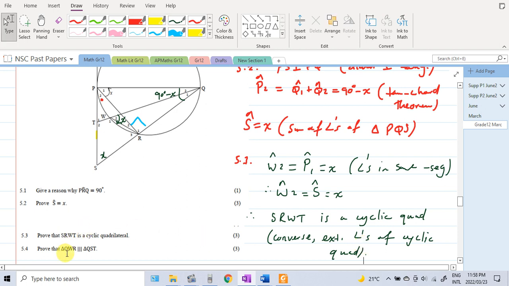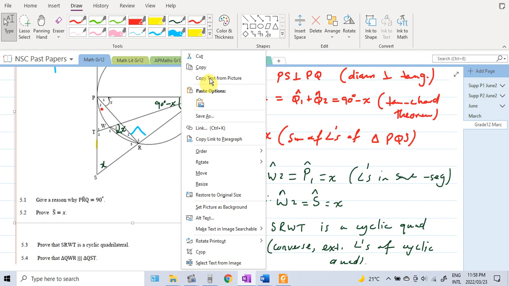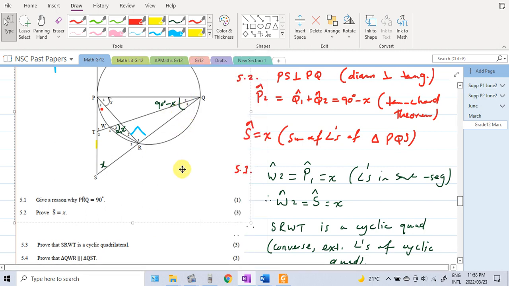Now prove that QWR. I just want to copy this and look at it. Oh yeah, remember we had 90 minus x here as well. 90 degrees minus x. Let's see, QWR.